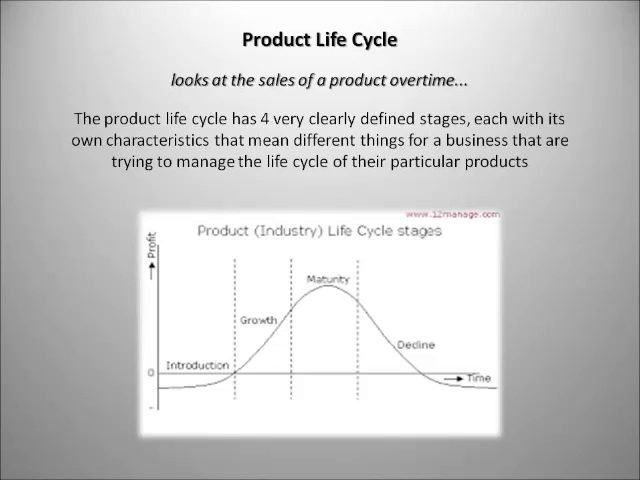The product life cycle has 4 very clearly defined stages, each with its own characteristics that mean different things for businesses that are trying to manage the life cycle of their particular products. So the 4 stages are introduction, growth, maturity and decline.